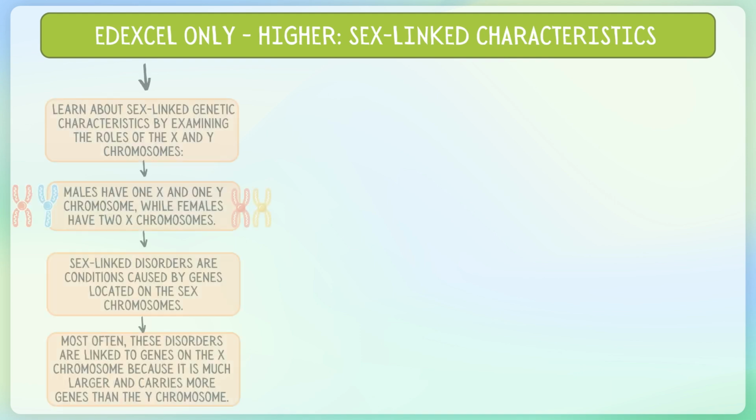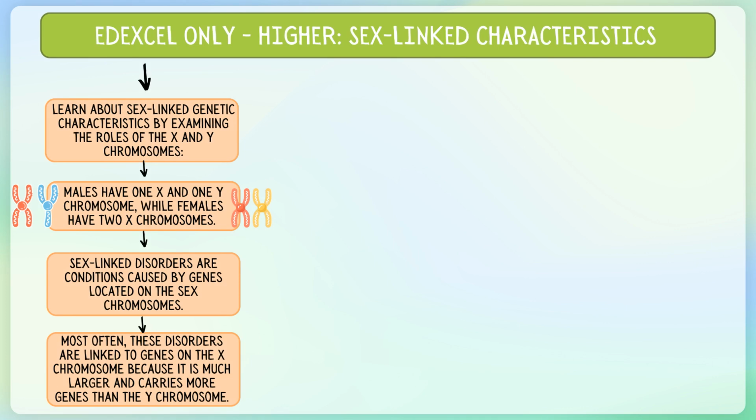In today's lesson, we focused on how sex-linked genes are inherited, particularly within the broader context of genetic disorders. We began by reviewing how males have one X and one Y chromosome, while females have two X chromosomes. Next, we explored the concept of sex-linked disorders, which are usually associated with genes that are located on the sex chromosomes. Most often, these disorders are linked to genes on the X chromosome because it is much larger and carries more genes than the Y chromosome.